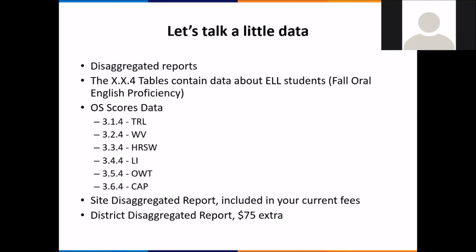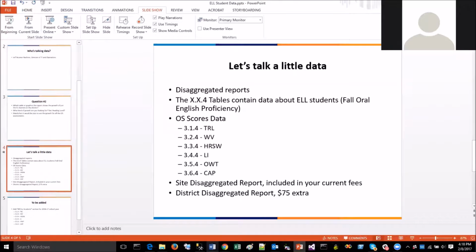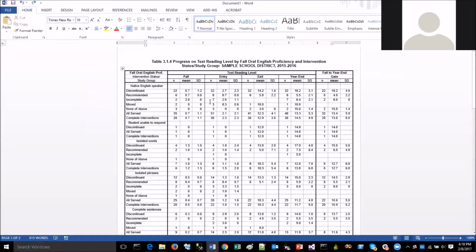Now, let's actually go and look at the data here, an example. All right, let me switch screens around here. So here is a sample table of table 3.1.4. It's the progress on text reading level by fall oral language proficiency and intervention status / study group. So now I know some of you are looking at this table and you're like, oh my gosh, this is a huge table. Can't handle this, my brain's gonna explode. But don't worry, it's not as hard to interpret as you think.